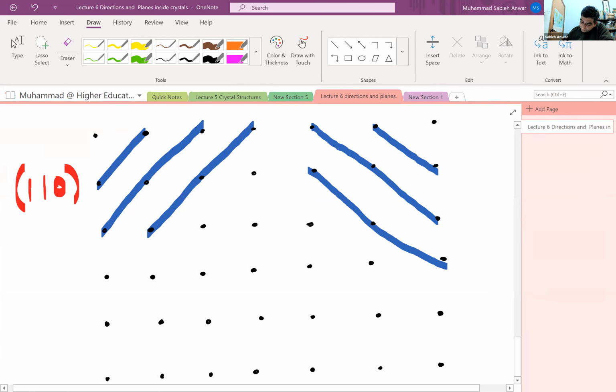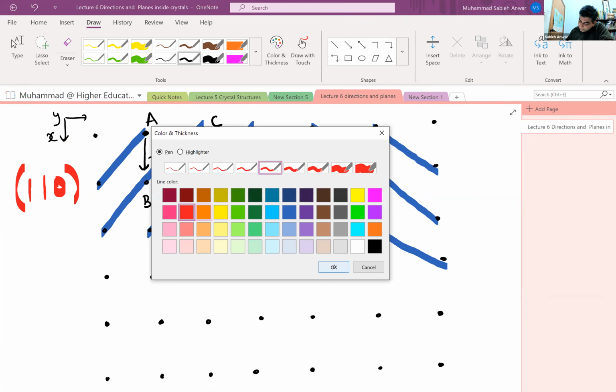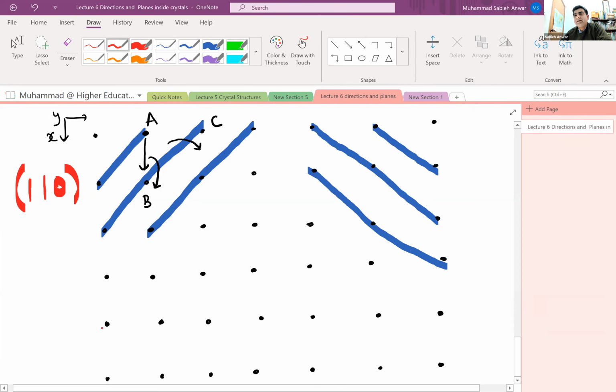If I'm standing at this location, say A, and I move along the x-axis, so my x-axis is always downward, and this is my y-axis. So I move from A to B, going from up to down. And when I move from A to C, I'm also going from up to down. Now, if you look at the two curly arrows that I've drawn, they are piercing this atomic plane from the same side. Both of these arrows are piercing the plane from the same side.